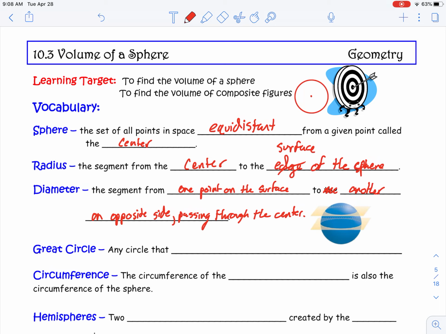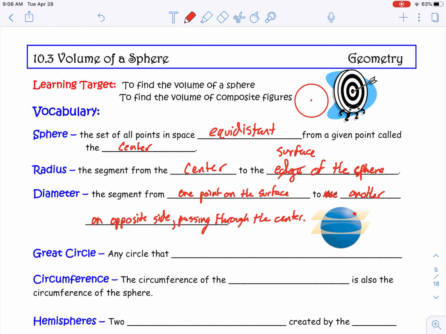And the only reason we have to be clear that we're talking about passing through the center is because in three-dimensional space, we could theoretically travel from this point to this point and say, hey, look, I traveled to the opposite side. And we really haven't gone all the way across. We need to go basically straight across the sphere in order to truly find a diameter.